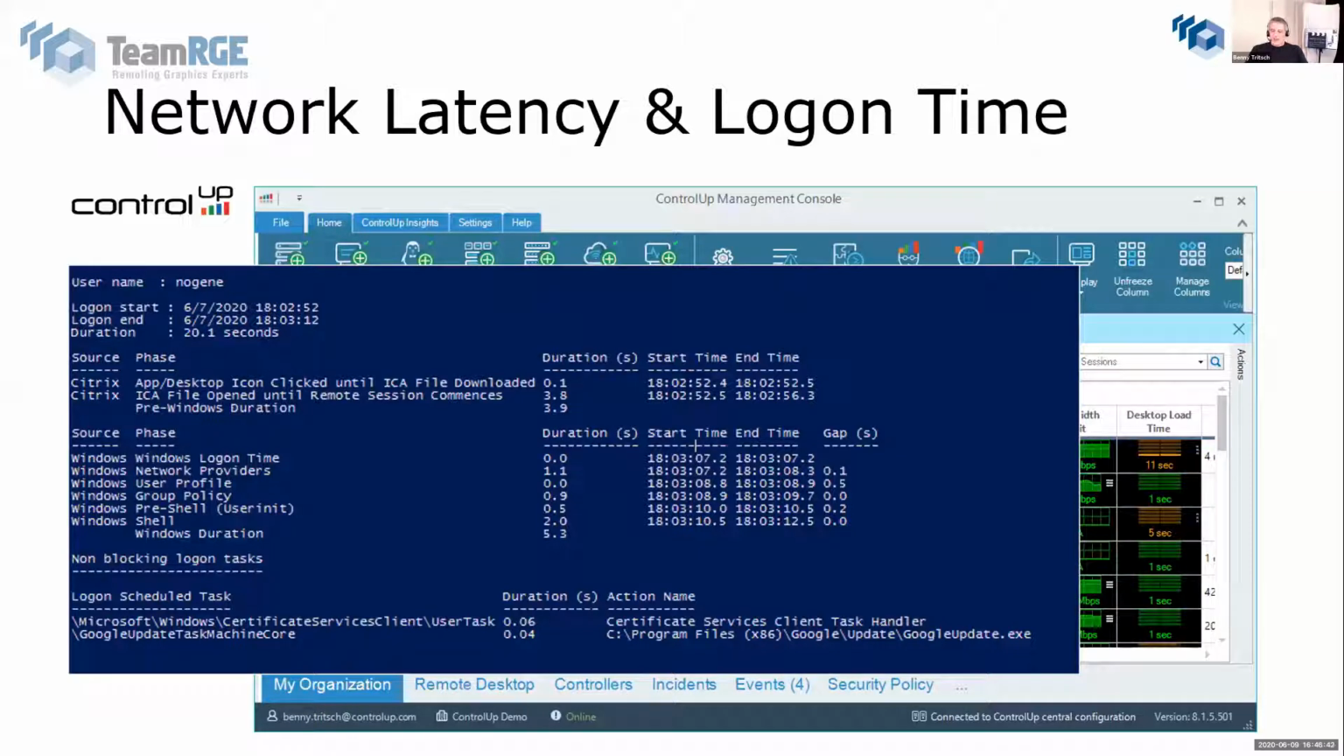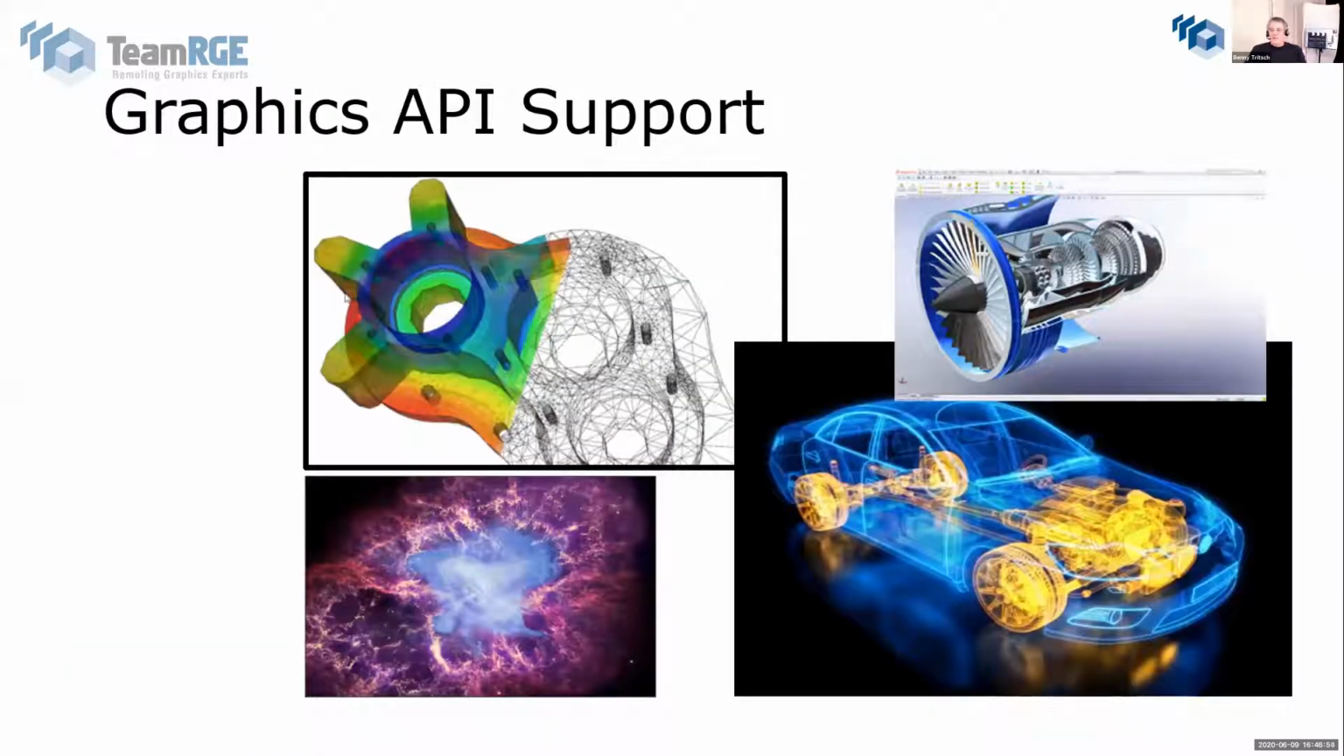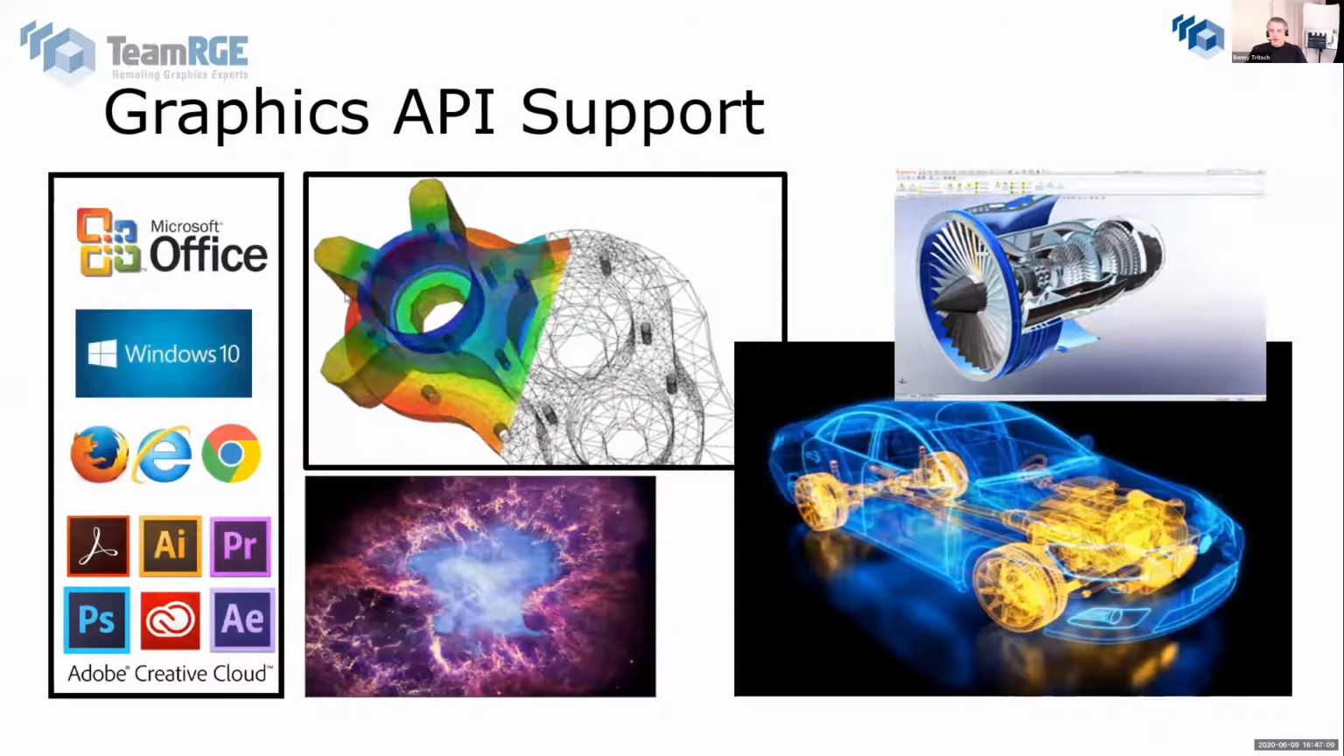But the problem is that all these telemetry data points cannot help you identify where the problems are when it comes to perceived user experience, like the graphics API support. That is one of the things. And I'm not only talking about high-end graphics, I'm also talking about Office, the Windows operating system, the window manager itself, the browsers, the Adobe tools.